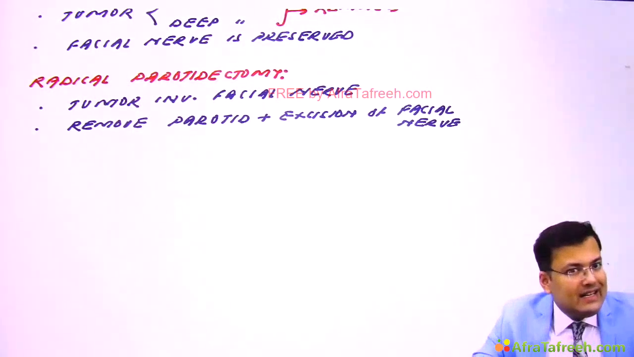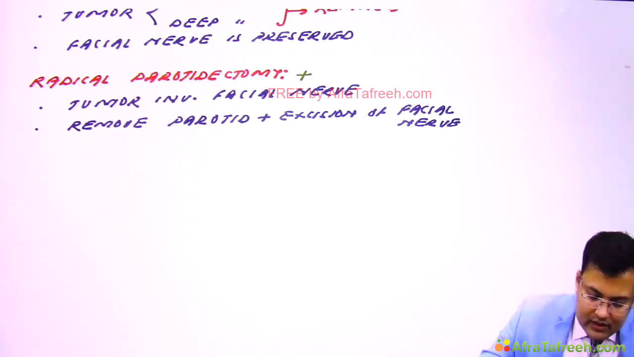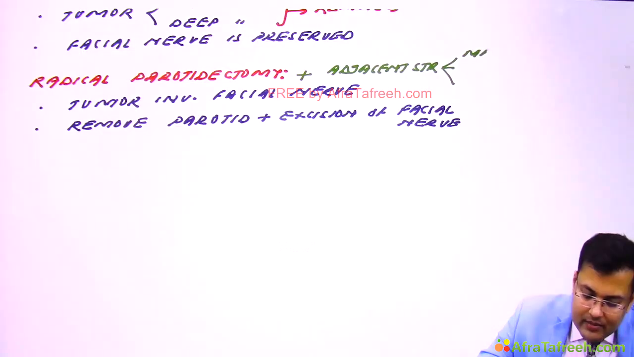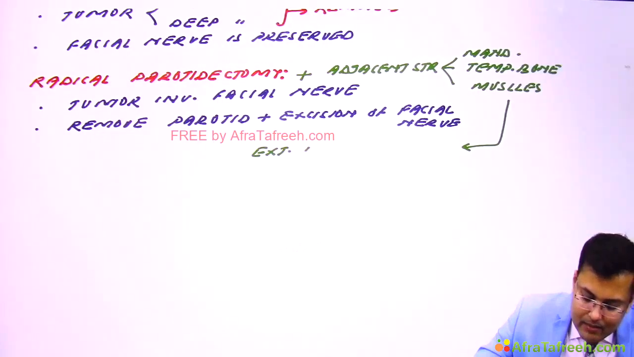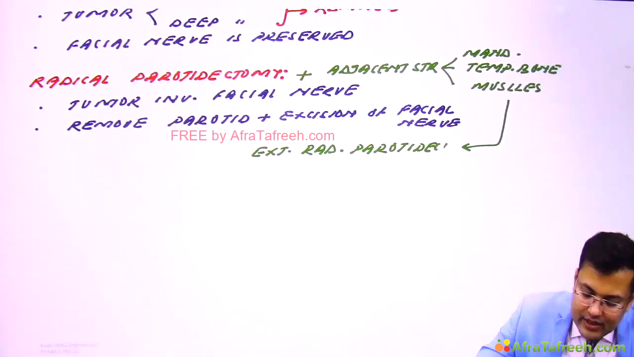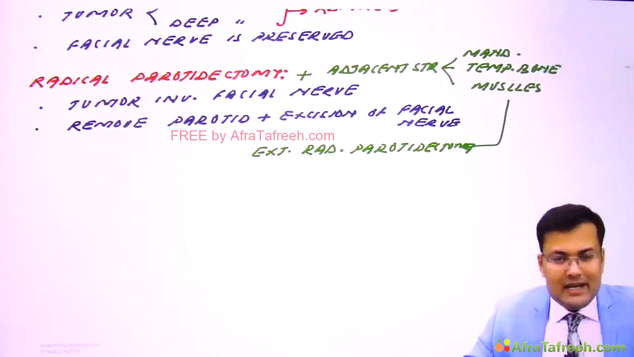And what is extended radical? With radical parotidectomy, if we also remove adjacent structures like the mandible, temporal bone, and adjacent muscles, clear? Then this is extended radical parotidectomy. Clear? So these are the types of parotidectomy frequently asked in exams.